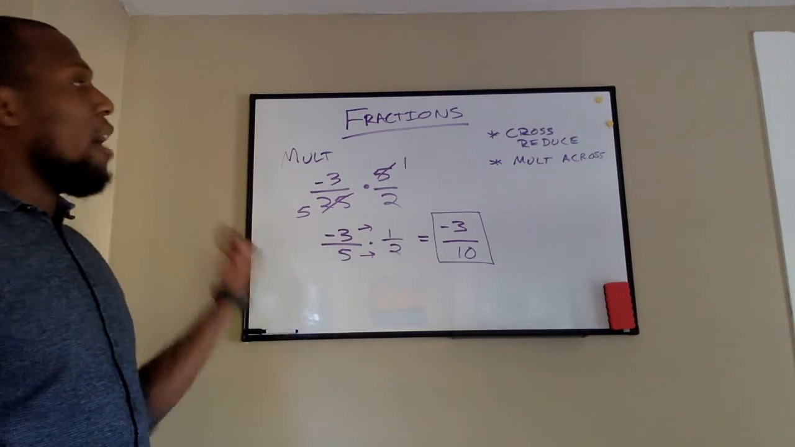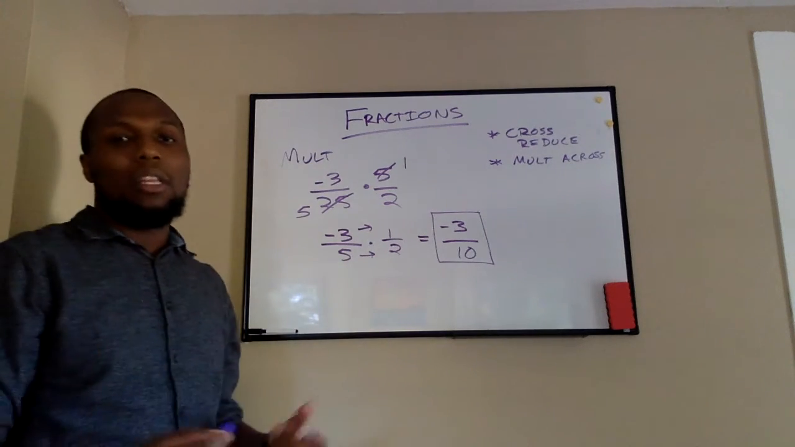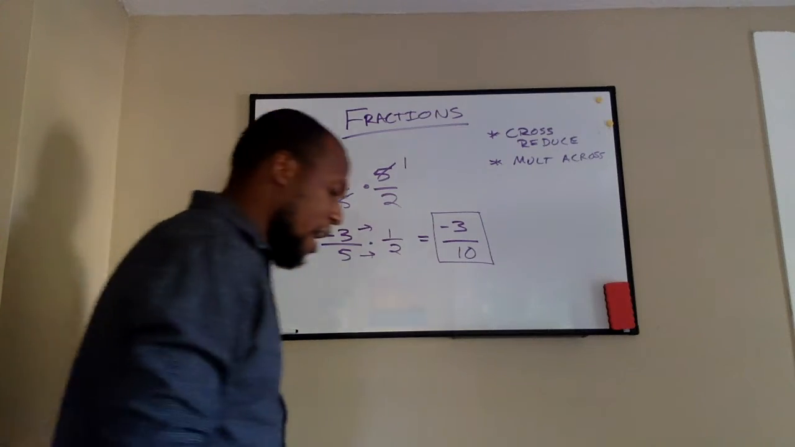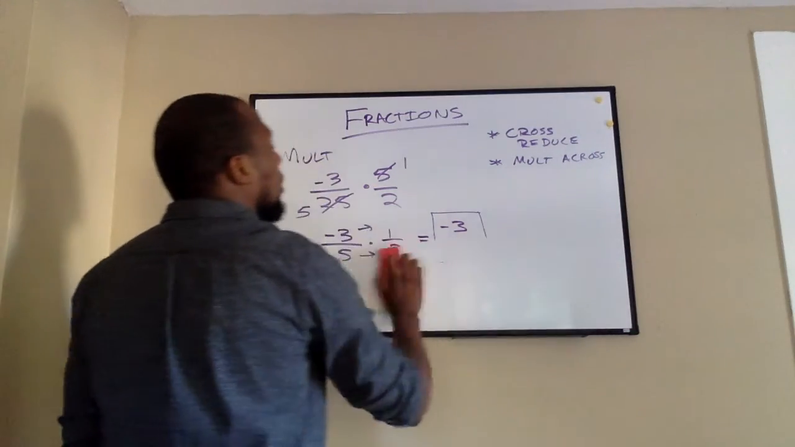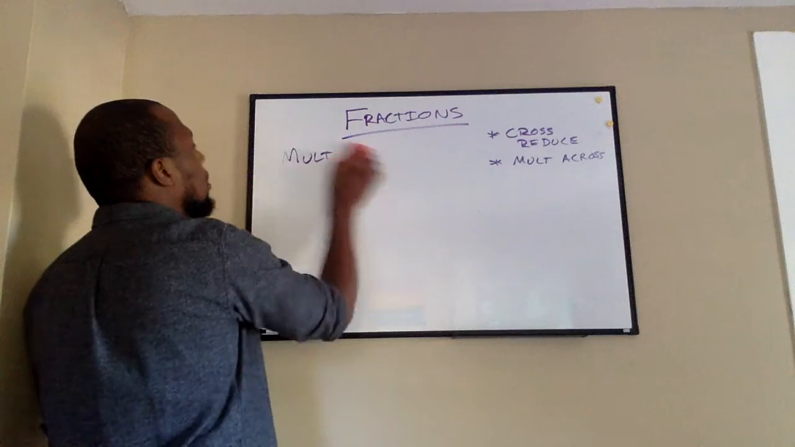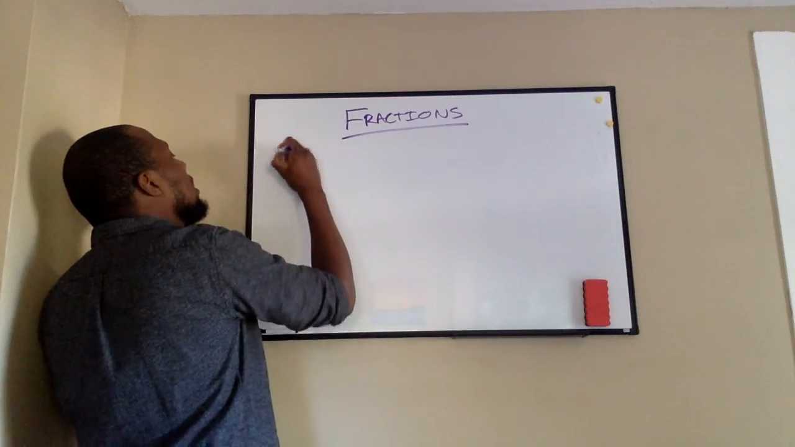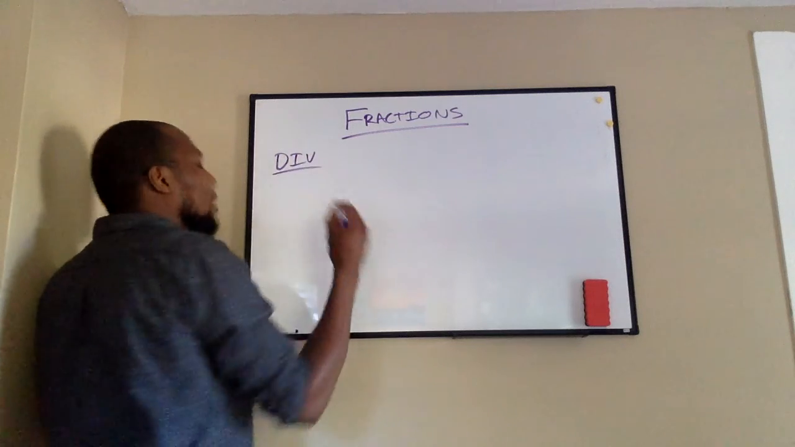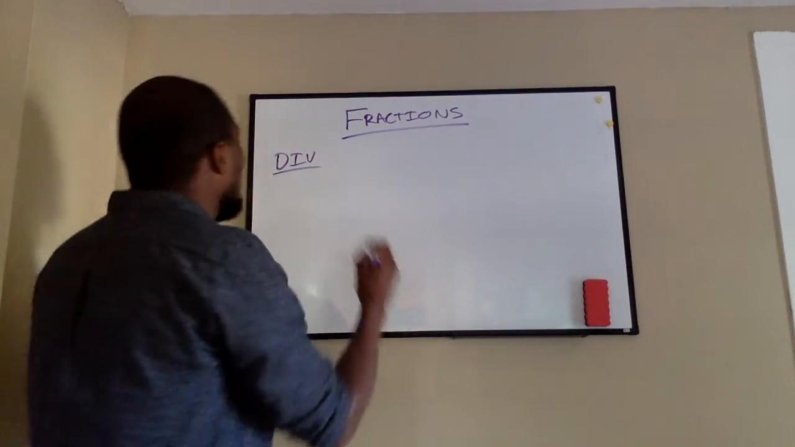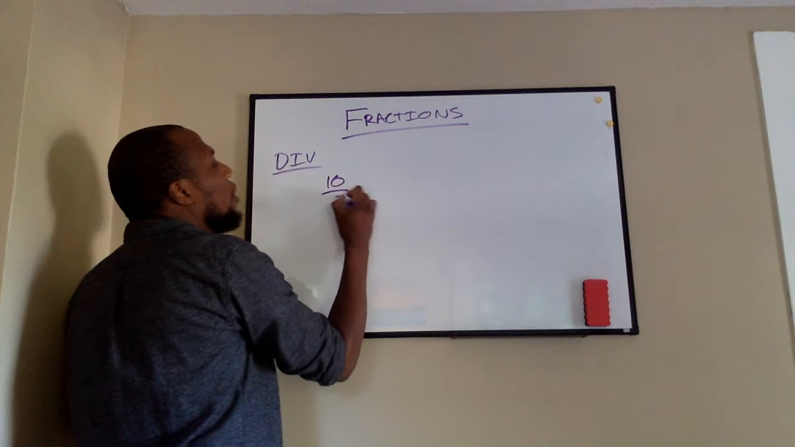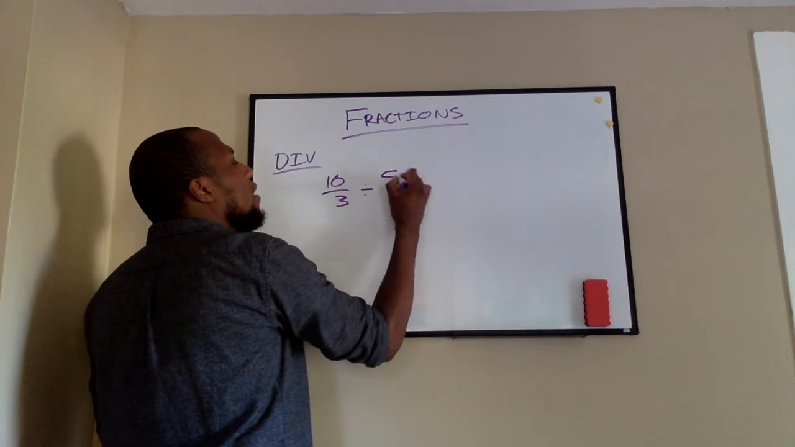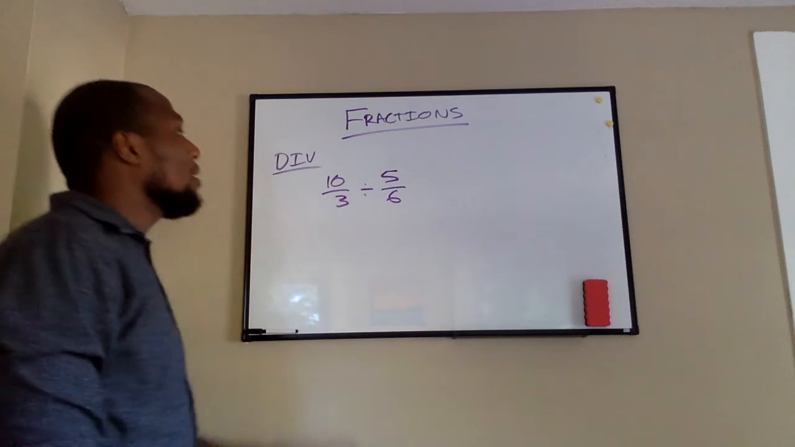Cool. Now, let's flip over to division. Let's look through an example there and keep it moving forward. We got division here. Look at my example: we got 10 thirds divided by 5 sixths.